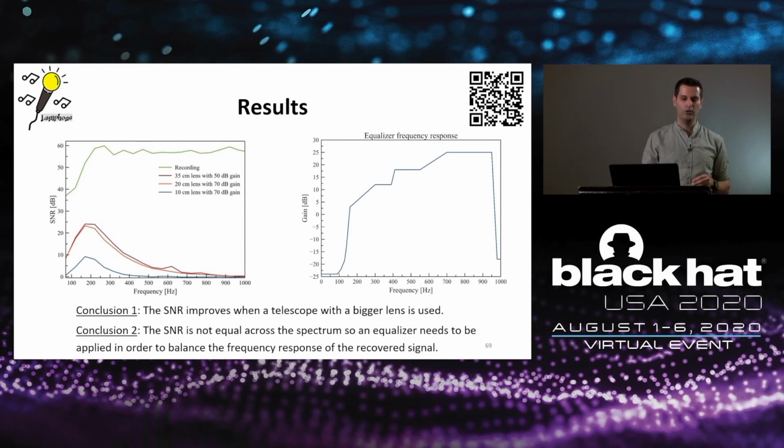The second conclusion we made is that the signal-to-noise ratio is not equal across the spectrum. So an equalizer needs to be applied in order to balance the frequency response of the recovered signal. On the right side, you can see the equalizer that we designed based on the experiment that we did.